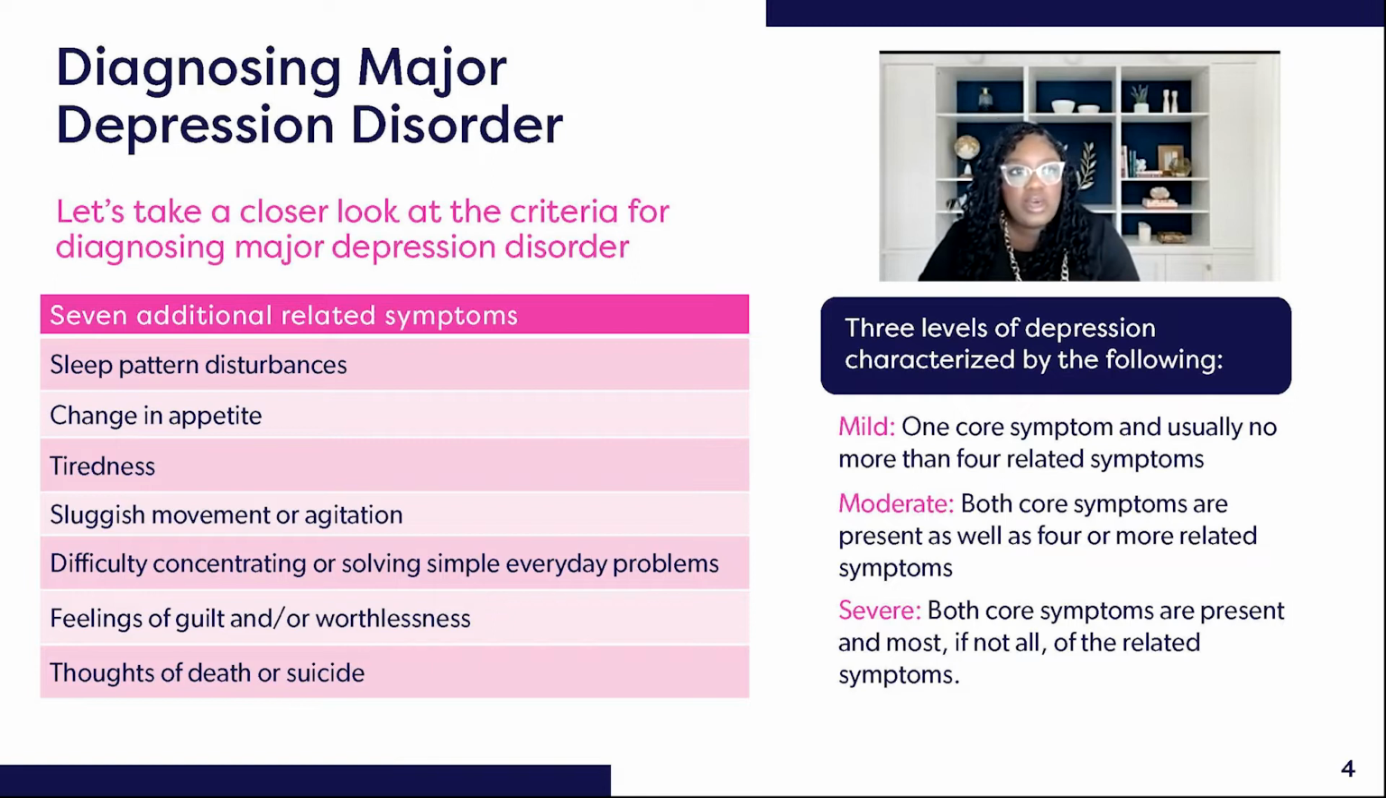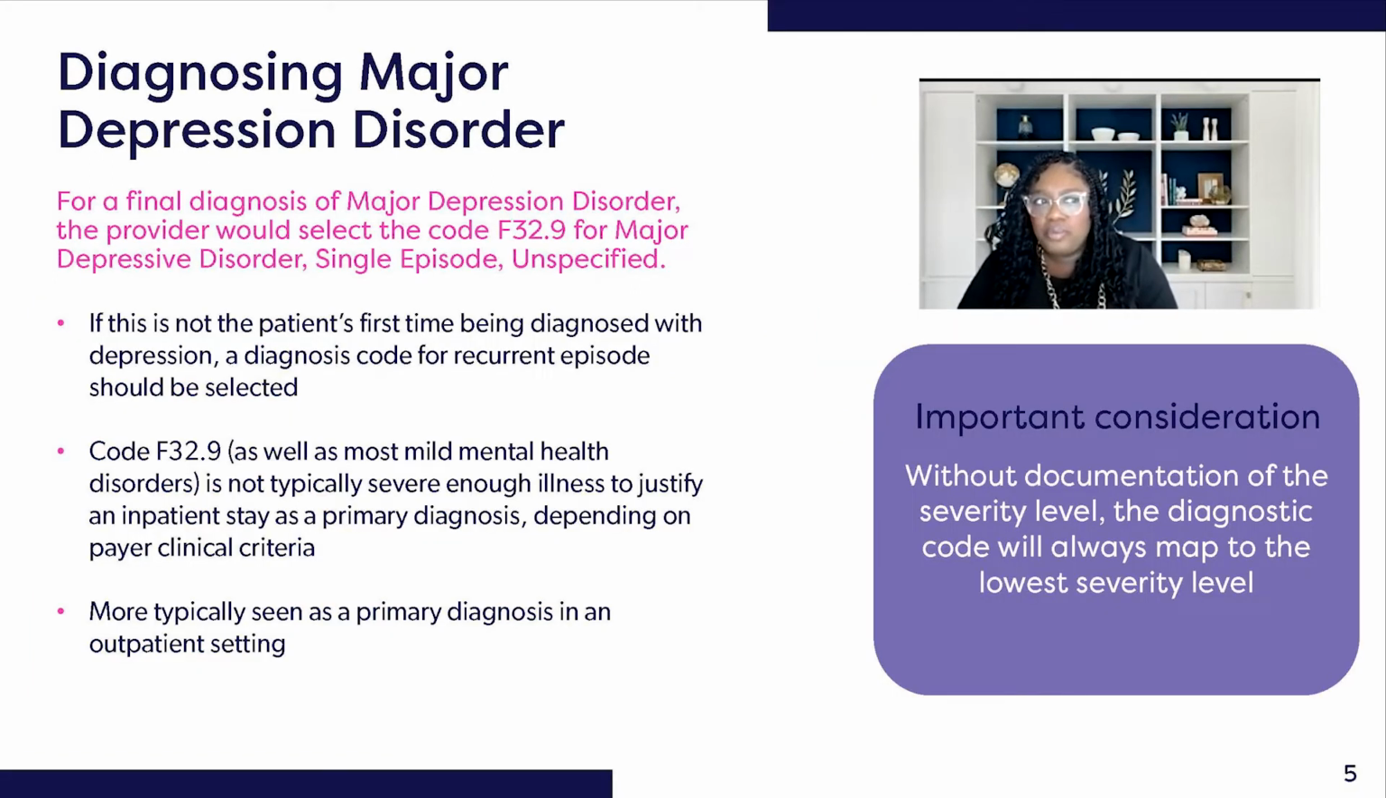Okay. And so diagnosing major depressive disorder. For a final diagnosis of major depressive disorder, the provider would select the code F32.9 for major depressive disorder, single episode unspecified. That's what it maps to. Okay, so that is just basic depression.